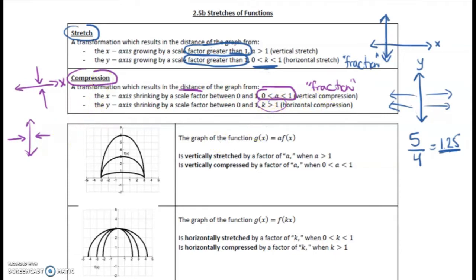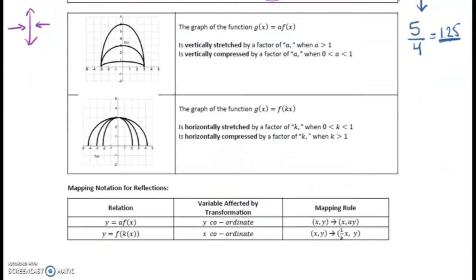Okay, so in other words, let's see this hands-on. The graph of the function, so if we graph g of x equals a f of x, this would be our original. It's vertically stretched by a factor of a when a is greater than 1. That means it's getting stretched, going away from the x-axis. And it's vertically compressed by a factor of a when it's between 0 and 1. So in that case, it's getting closer to the x-axis.